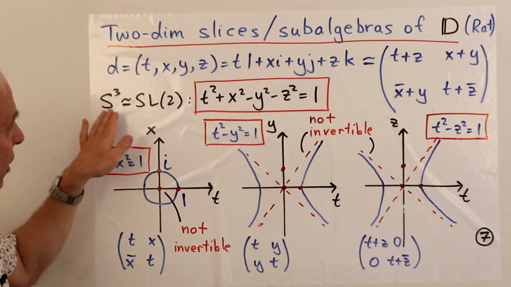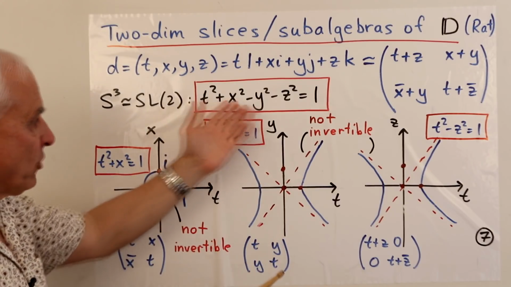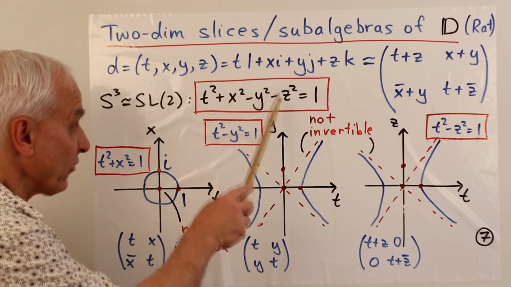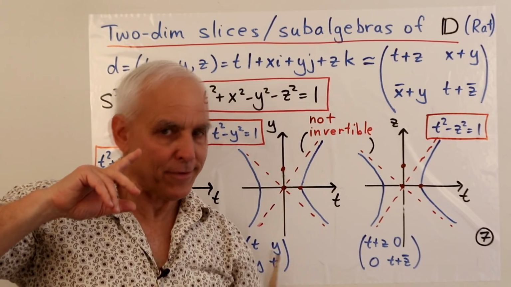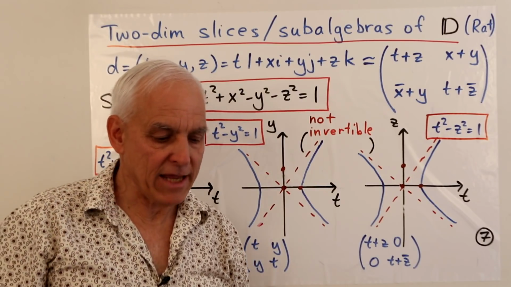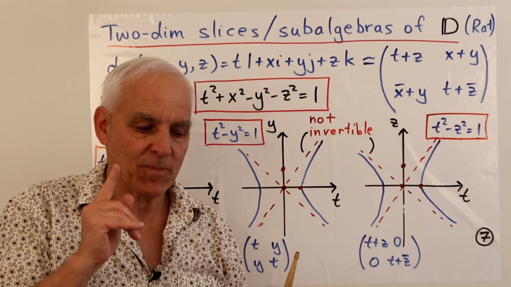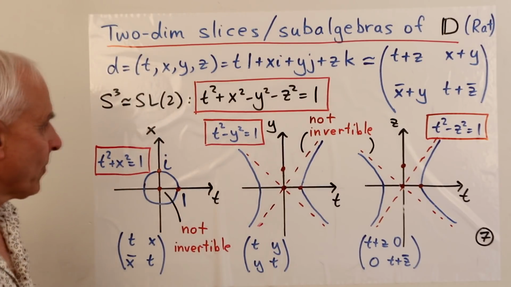Okay, and then of interest is the sphere where the standard quadratic form is equal to, say, 1. T squared plus x squared minus y squared minus z squared equals 1. And now I want to look at this sphere from a different point of view by taking some two-dimensional slices. Not three-dimensional slices, two-dimensional slices.